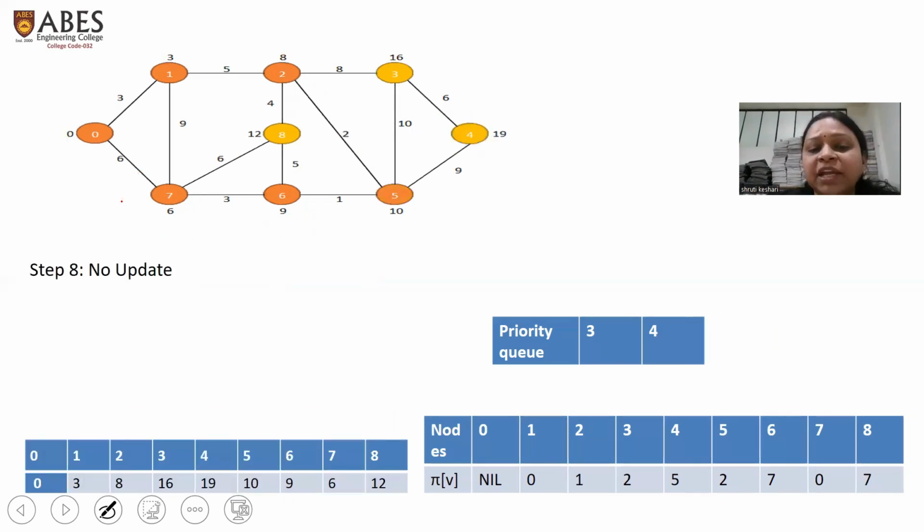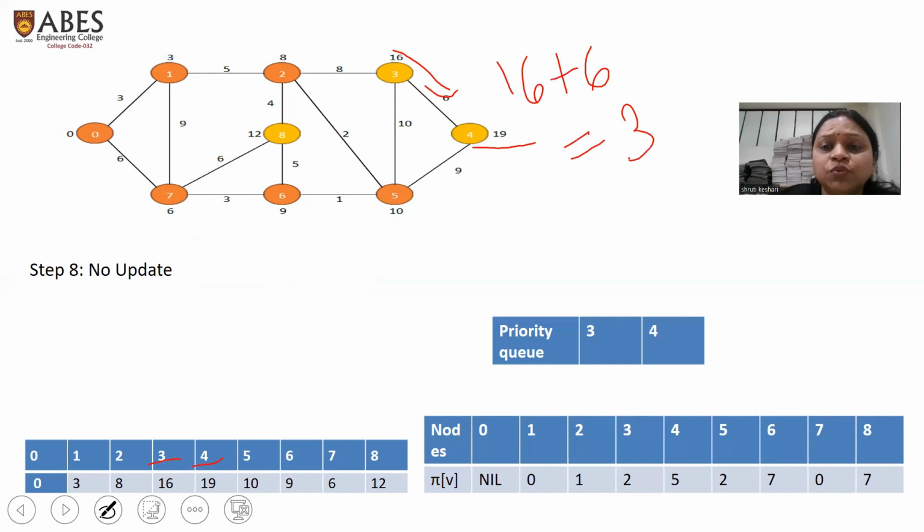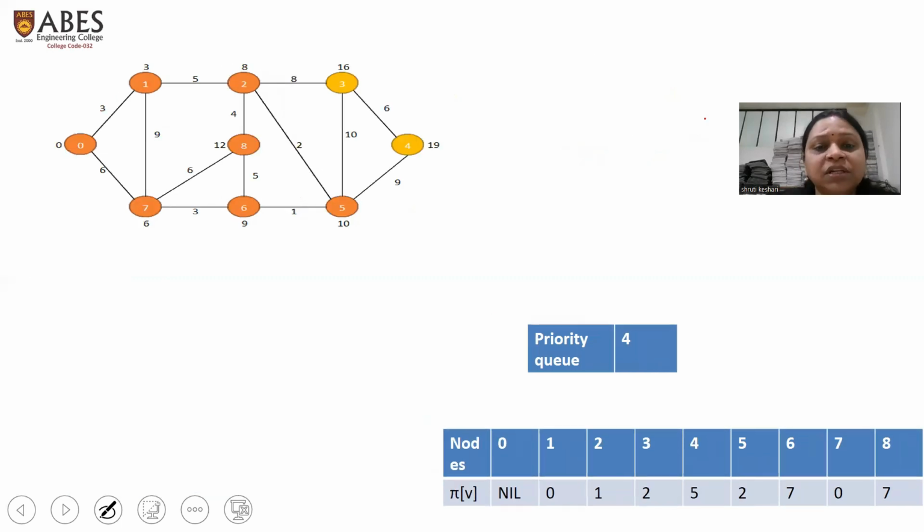You can move further and just remove the 8 from the priority queue. Now this is your priority queue and there is no updation. In case of 3 and 4, 3 is containing the minimum weight because it is containing the 16 weight. Now check for the other vertices. 4 is currently at the 19 weight. When you are adding this value, 16 plus 6, that is what? 22. 22 is greater than 19, then no need to relax the weight of vertex 4. Just remove this value and the value will stay the same.